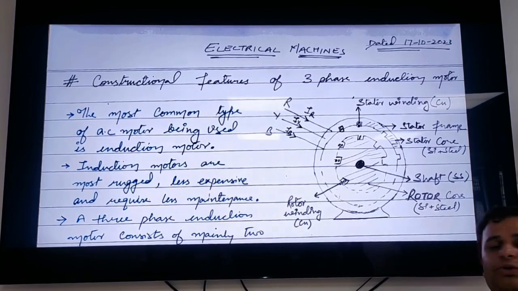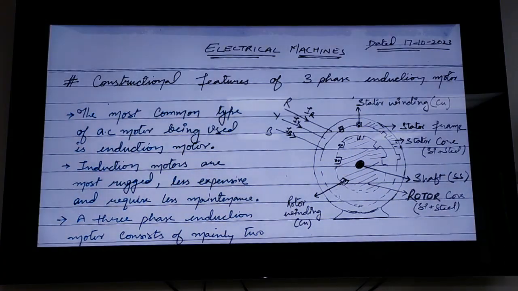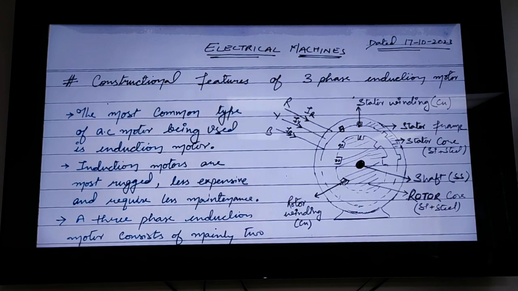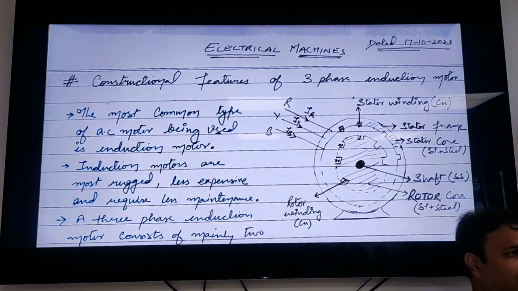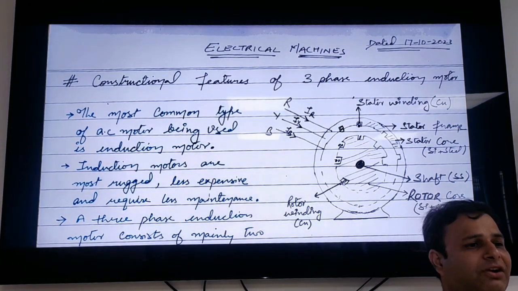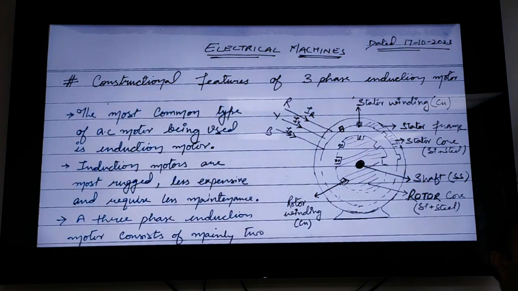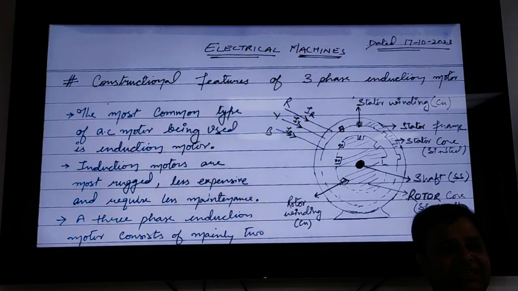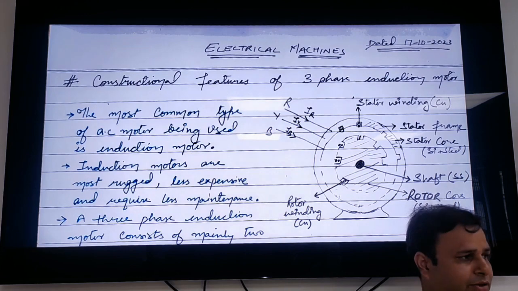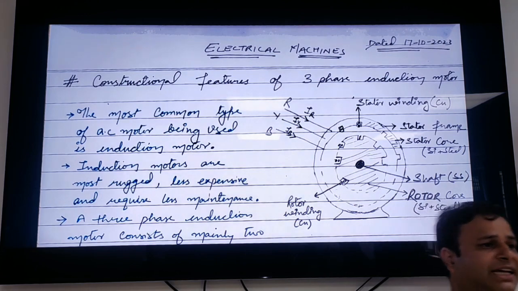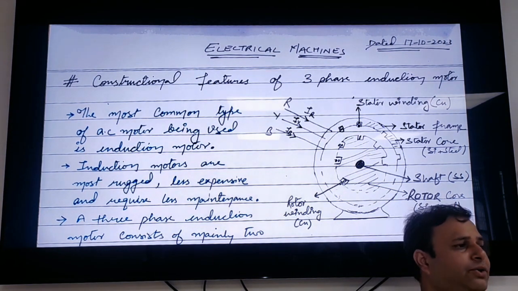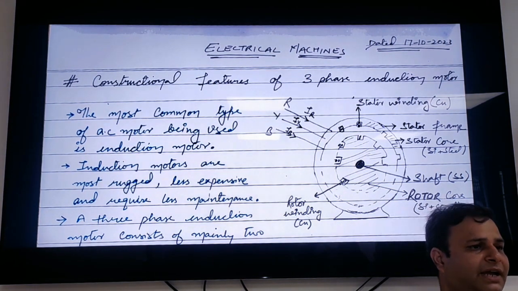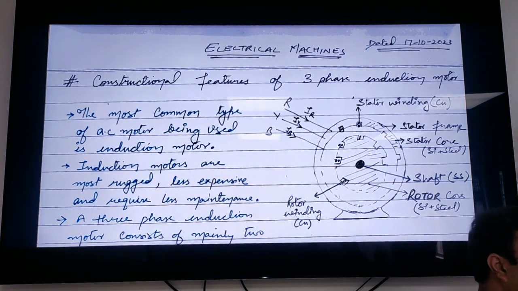Dear students, today we will be discussing induction machines. As we have already discussed the classification of electrical machines, electrical machines are basically classified into two main classifications. One is AC machine and another is DC machine. And AC machines are further classified into two basic classifications, motors and generators. And we do call AC generators as alternators.